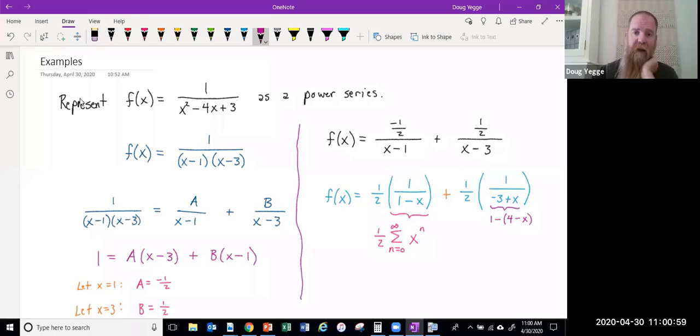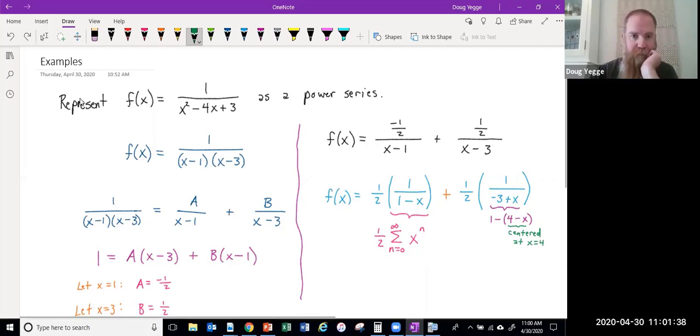This would imply that I am, in this case, centered at 4. But notice that over in this one, I'm centered at 0. So when I'm trying to rewrite a function that I've decomposed, I need to combine them eventually into one power series, not two separate power series, but one power series. And in order to do so, they have to be centered at the same location. So that's why we're not going to rewrite that as 1 minus 4 minus x.